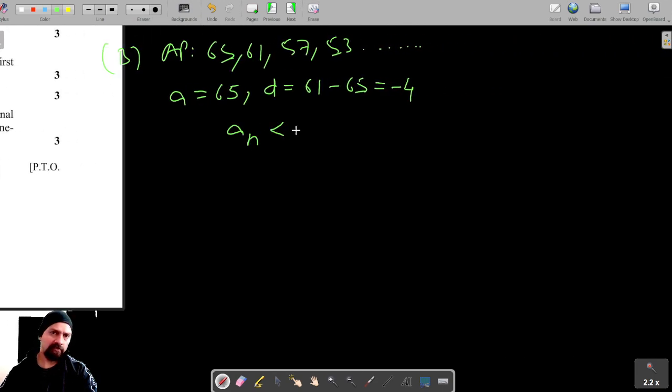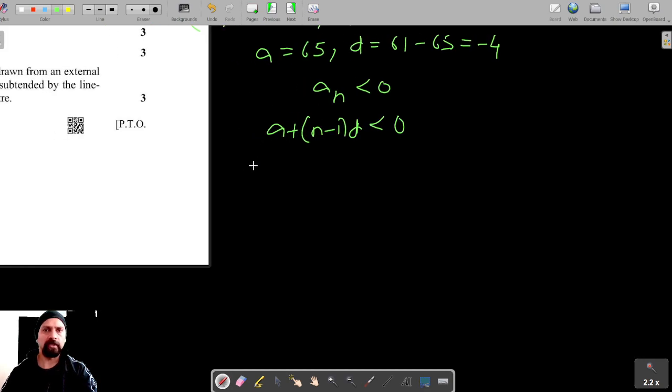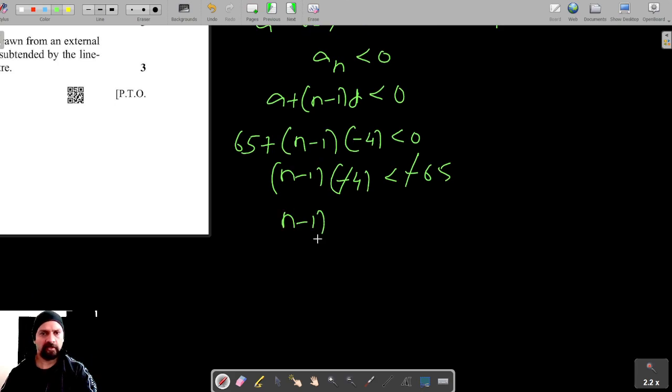So let's say the negative term is the nth term, which is negative, that is, less than 0. So the nth term, a plus n minus 1 into d, is less than 0. So a is 65, we have to find n, and d is negative 4, less than 0. So this is n minus 1 into negative 4 is less than negative 65.